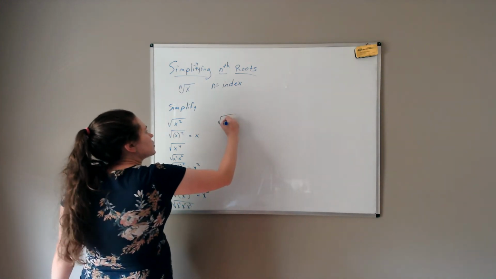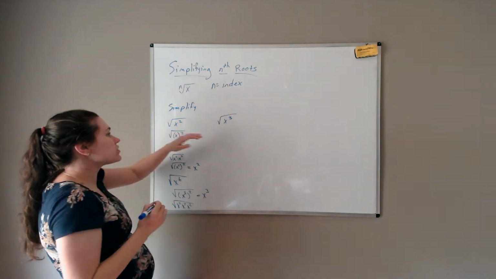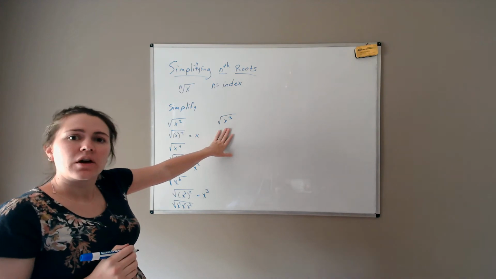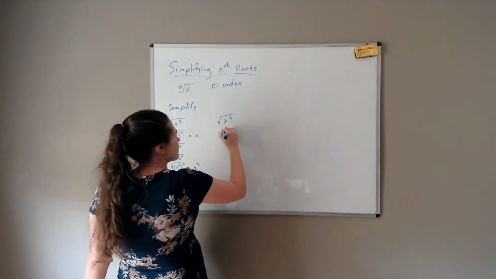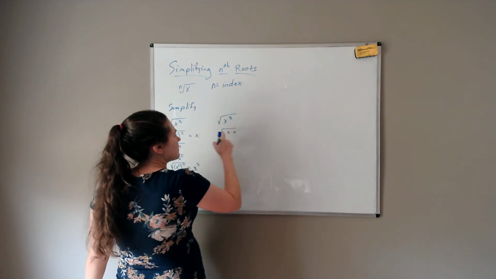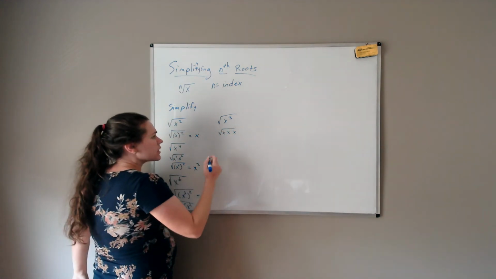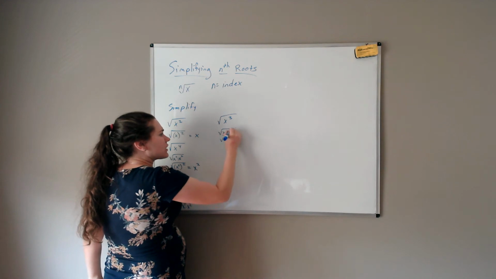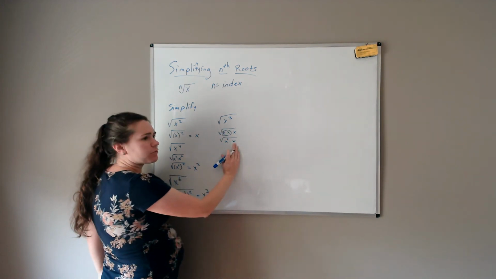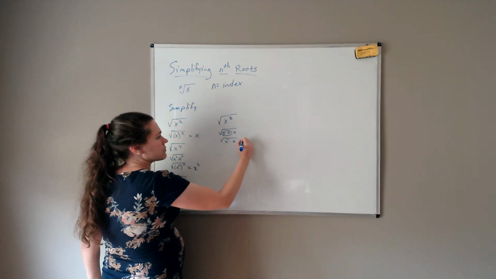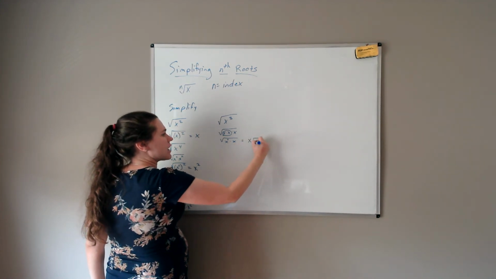What would I do in a situation like this? Well, square root of x to the third. I can simplify this because this is the same as having 3 factors of x. And if this is a square root, I just need 2 factors in order for this to simplify, but I'm going to have a leftover factor of x. This is going to simplify to be x square root x.